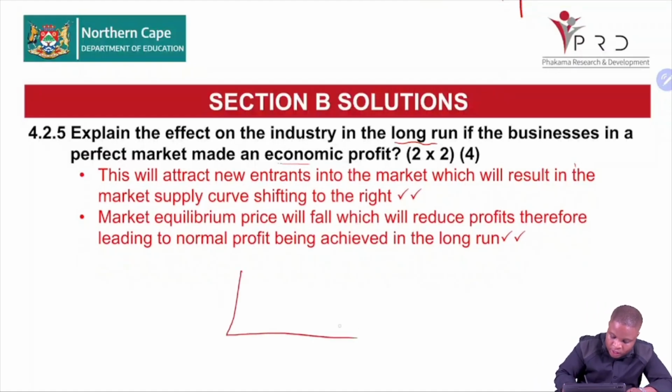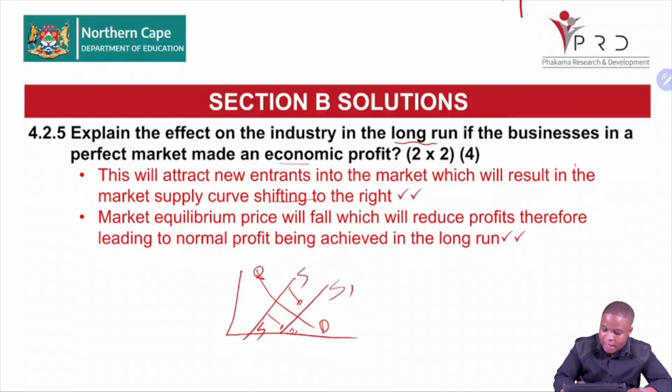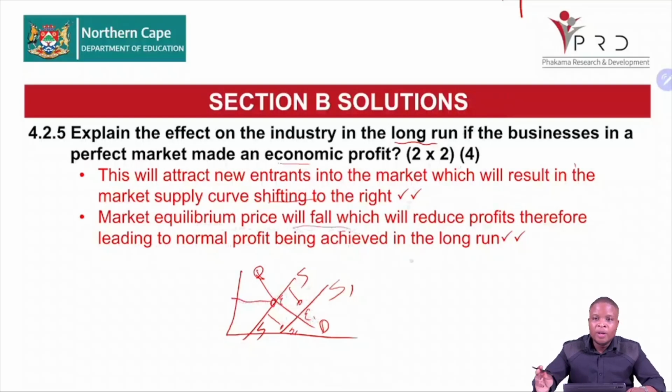Let's just redo it here. This is what they're talking about. Supply shifting to the right. Why is the supply shifting? They want to enjoy the same profit. The equilibrium is moving from E to E1. The equilibrium price will fall from E to E1. Then they will be making less income. That will shift them from economic profit to normal profit.